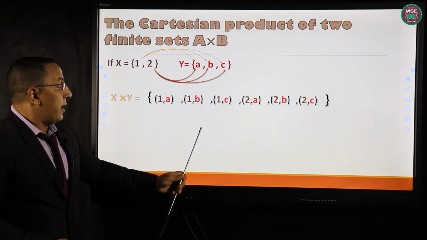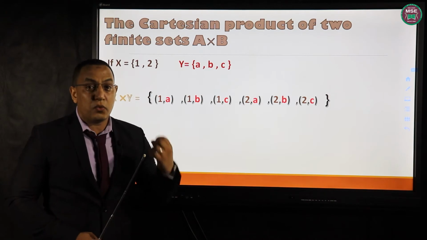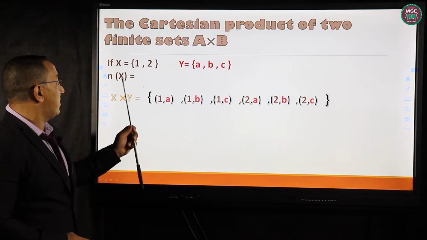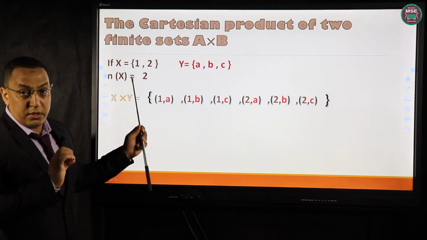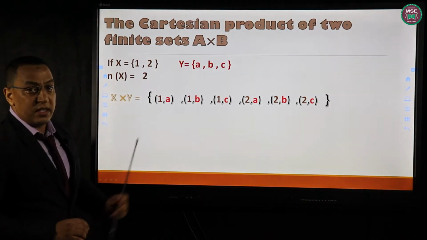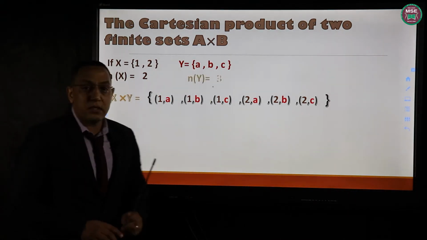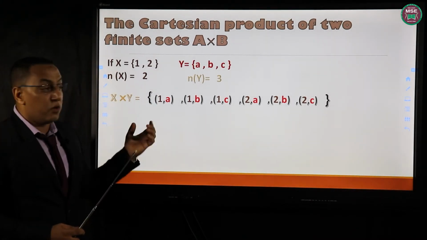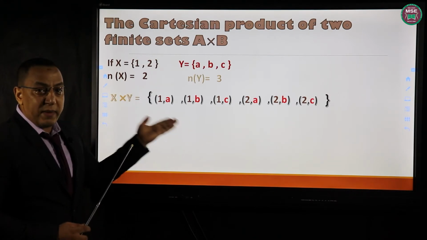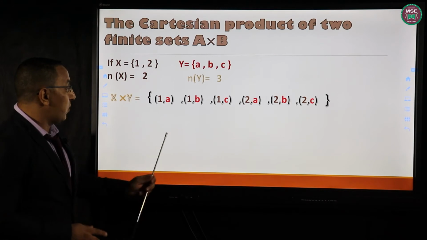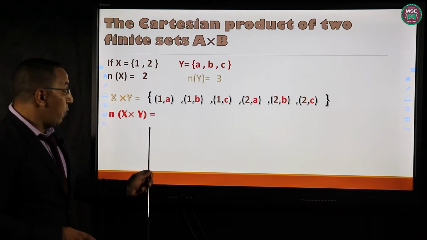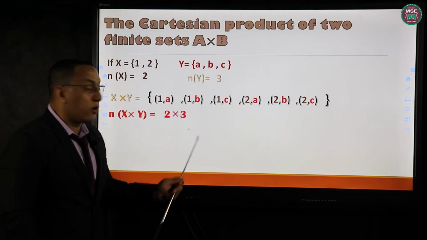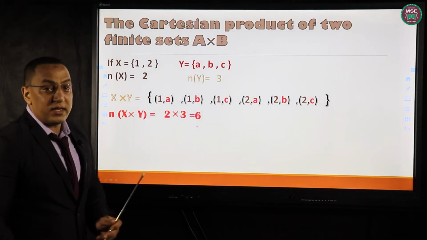Okay, now I need to calculate the number of elements without making the distribution. How come? Here X includes two elements. n(X) means the number of elements of X, which equals 2 elements, and here n(Y) means the number of elements of Y, which is 3 elements. Okay, to calculate the number of elements of the product without making the distribution, it will be like this: n(X times Y) equals 2, which is the number of elements of X, times 3, which is the number of elements of Y, which equals 6 elements.